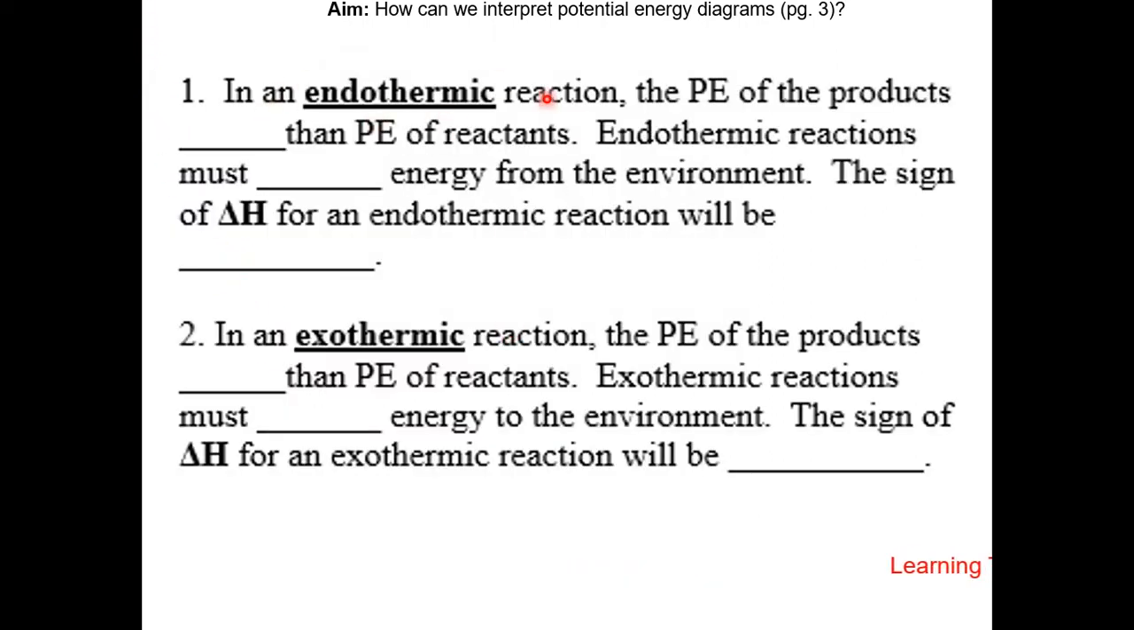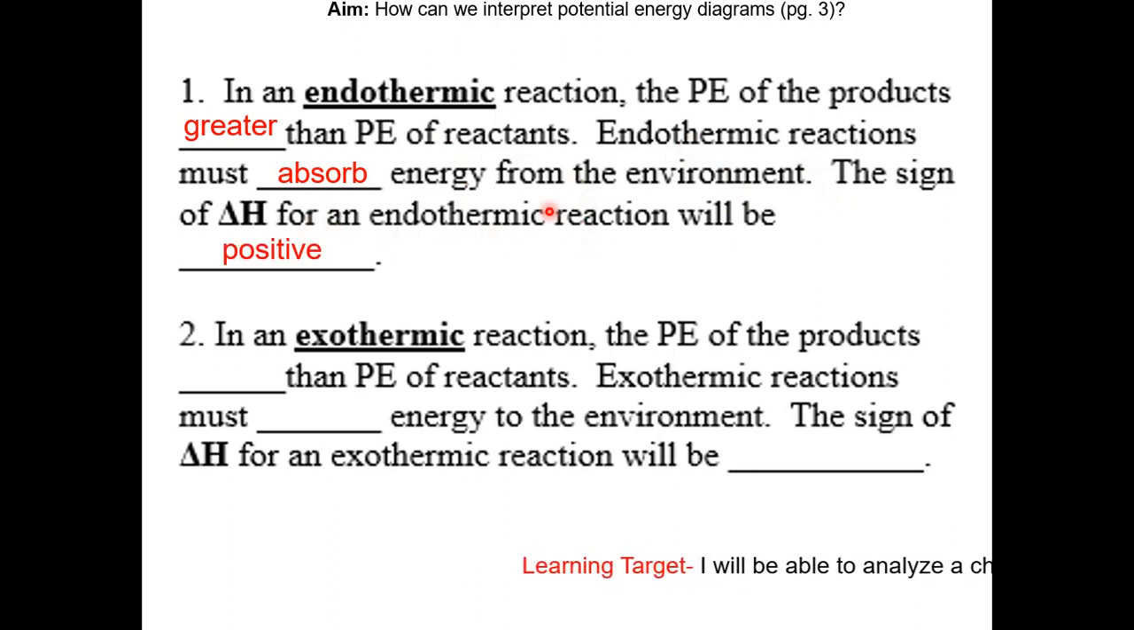In an endothermic reaction, the potential energy of the products is greater than the potential energy of the reactants. Endothermic reactions must absorb energy from the environment. The sign of delta H for an endothermic reaction will be positive.